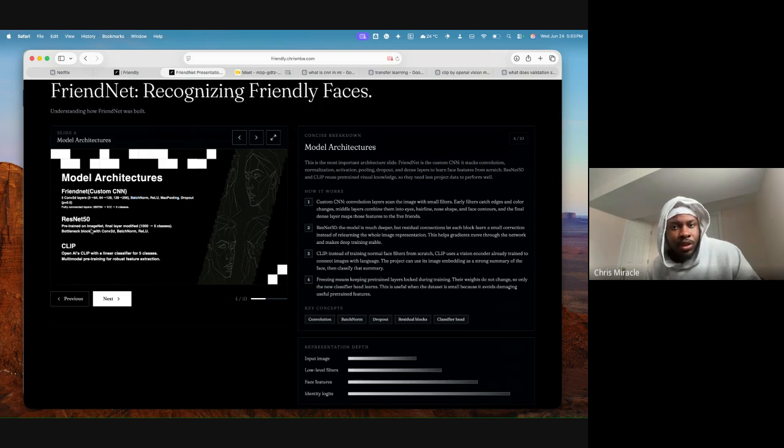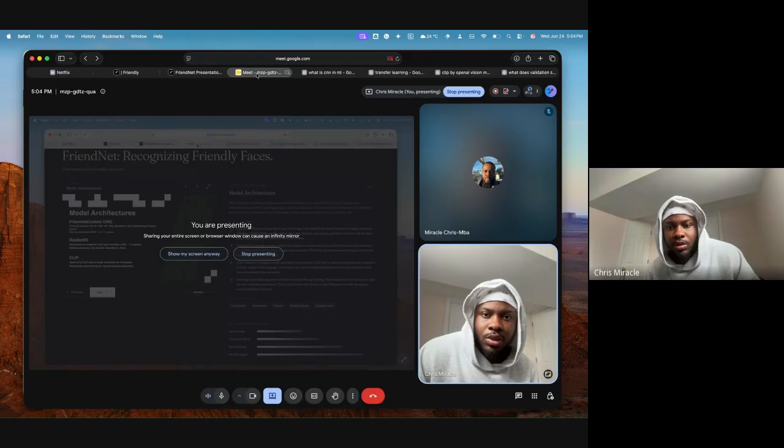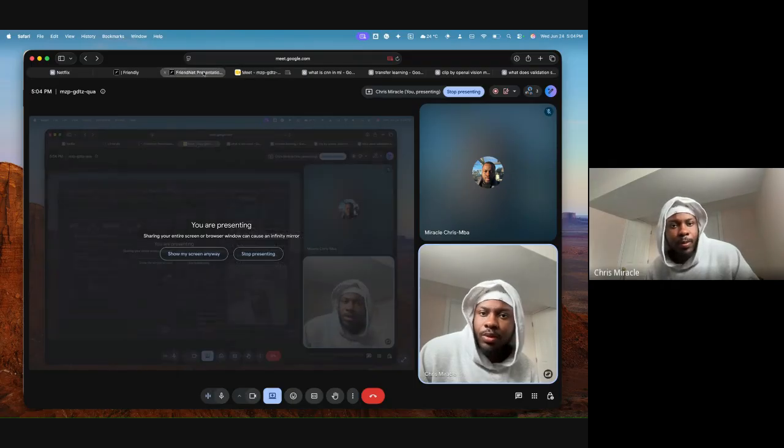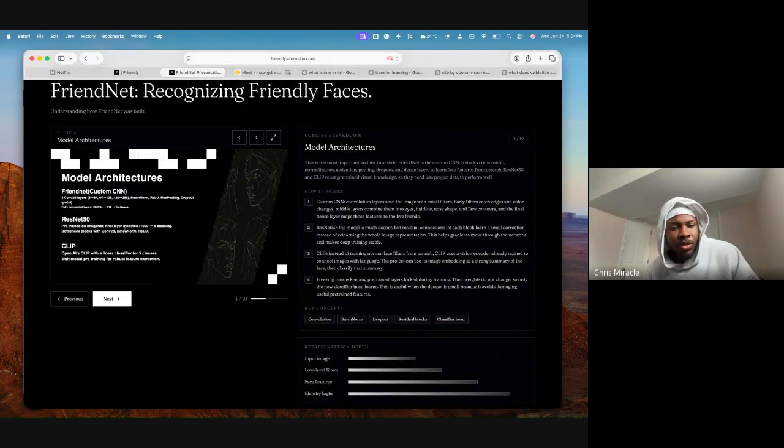And I told you I used ImageNet. Yeah, we're here. So I used ImageNet and modified the final layer. It has 1,000 classes from ImageNet, and I reduced it to 5 for what I need. Then OpenAI's CLIP with a linear classifier for 5 classes, multimodal pre-training for robust training. So I did some explanations here.